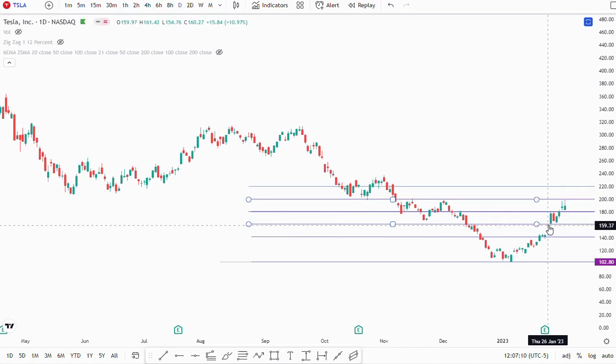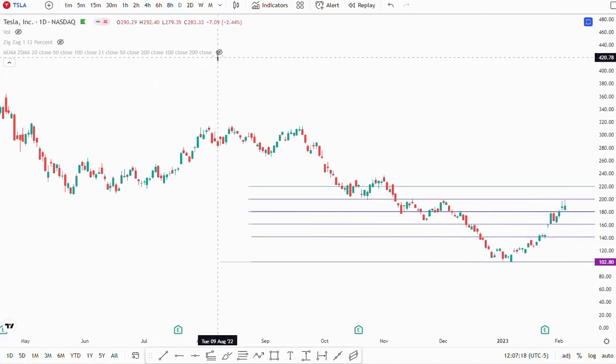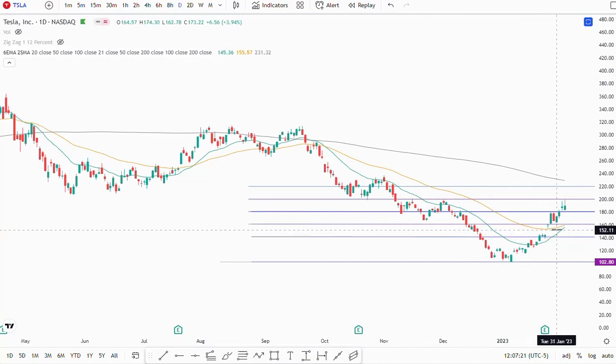And then the next level would be this one, which is around 160. You can see that from here, it gapped up all the way up to here. This candle low interacted with this level. Also, if I bring in the moving averages, you can see the moving averages are also around this level. So this 160 would also be another important level. So watch out for 180 and 160 on the downside, and 200 and 220 on the upside.